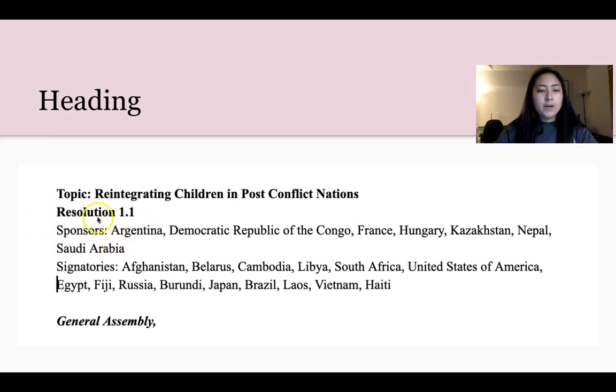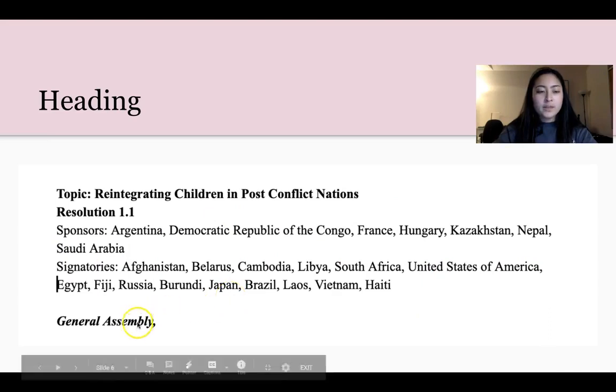Below that, you have the sponsors, which is Argentina, Democratic Republic of the Congo, France, Hungary, Kazakhstan, Nepal, and Saudi Arabia. So these are the people who were in that writing process of creating this resolution. And then below that, you have the signatories: Afghanistan, Belarus, Cambodia, Libya, South Africa, United States of America, Egypt, Fiji, Russia, Burundi, Japan, Brazil, Laos, Vietnam, and Haiti. So again, signatories are the people who would like to see this resolution be voted on. And then below that, you have the committee name, which is the General Assembly.